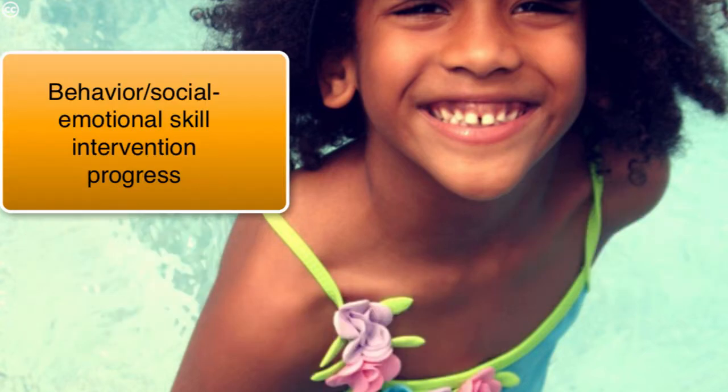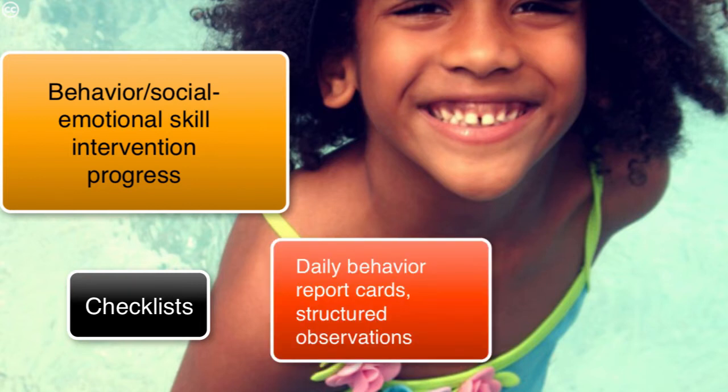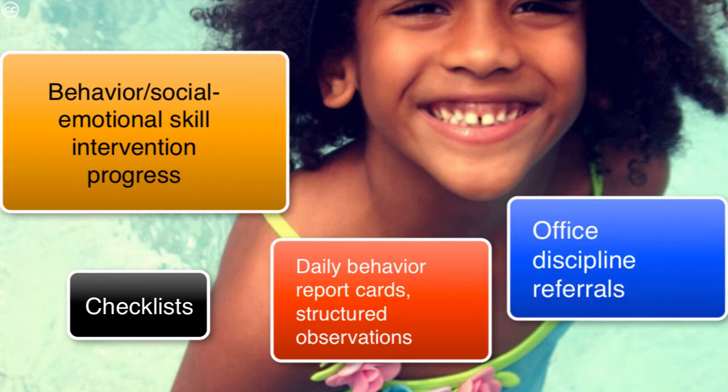For the behavior and social emotional skill area, we can use things like checklists, daily behavior report cards, rating scales, structured observations, office discipline referral. This can all be used within behavior and social emotional interventions to measure their intervention progress.